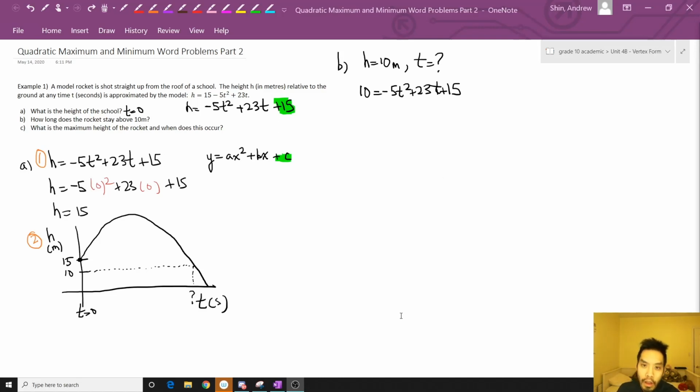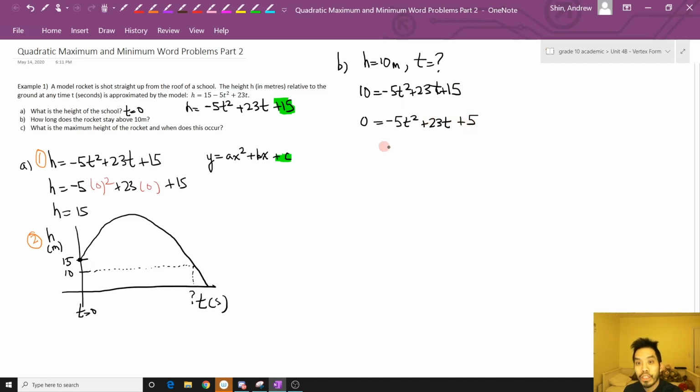So this equation here is a very difficult question to answer. It's asking for when is this parabola equaling to 10. I can't do that unless I use a graphing calculator like Desmos. But we can transform this into an easier question by moving the 10 to the other side. So if I move the 10 to the other side and subtract both sides by 10, so minus 5t squared plus 23t, 15 minus 10 will be 5.